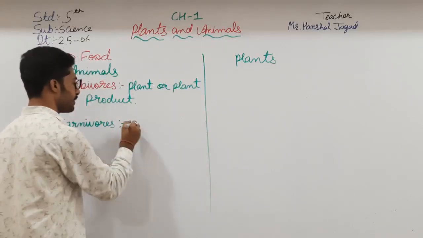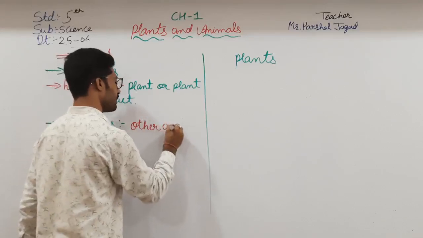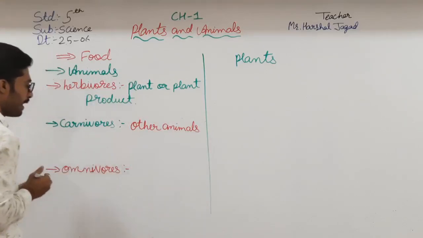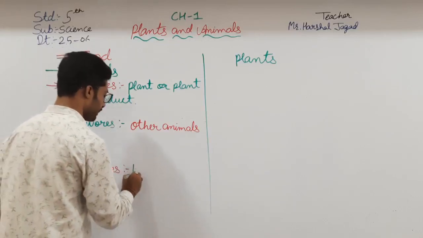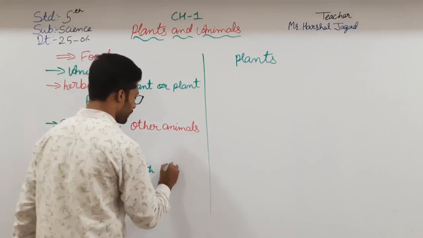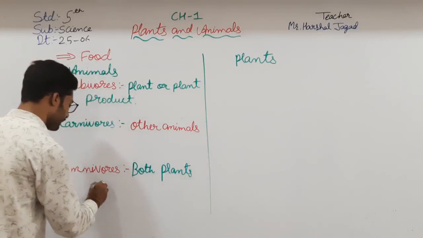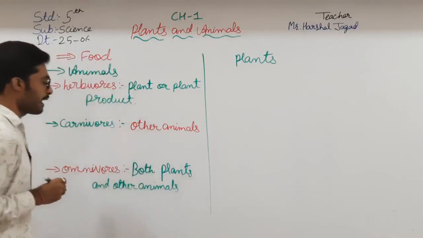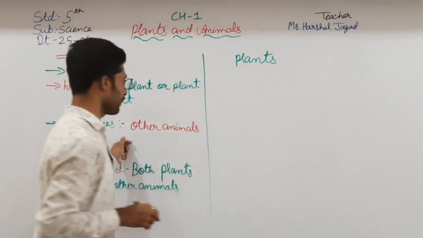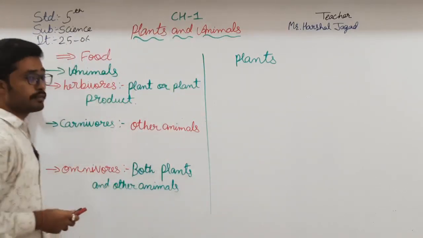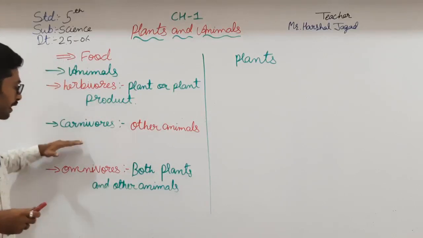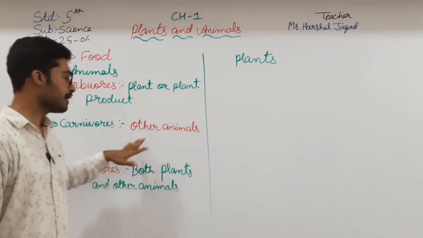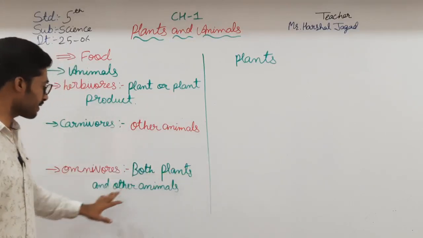Carnivorous animals eat other animals. Coming to omnivorous animals, they eat both plants and other animals. So food in animals is categorized into herbivorous, carnivorous and omnivorous. Herbivorous depend upon plants and plant products, carnivorous depend upon other animals, and omnivorous depend upon both plants and other animals.